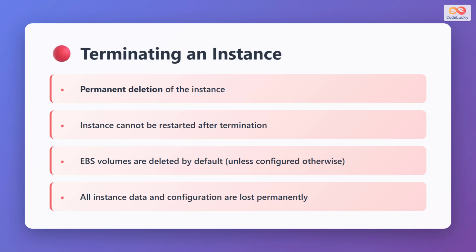Terminating an instance is a permanent action that deletes the instance completely. Once terminated, the instance cannot be restarted or recovered. By default, EBS volumes are also deleted during termination, though you can configure them to persist. All instance data, configuration, and associated resources are lost permanently. This is the option to choose when you're completely done with an instance and won't need it again.